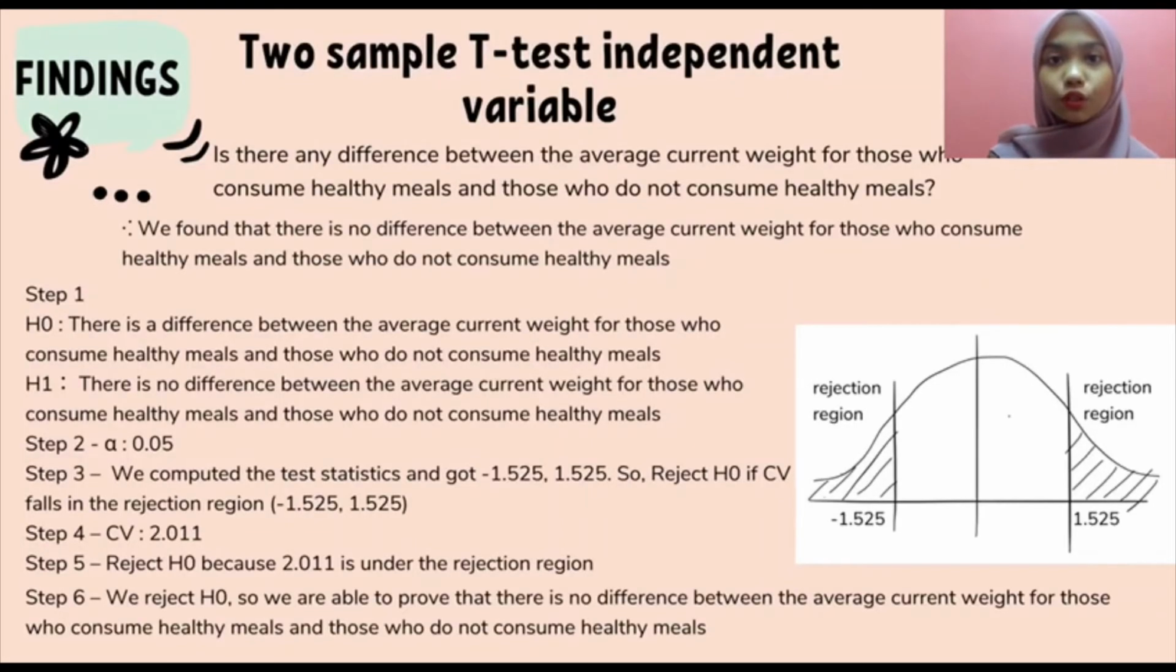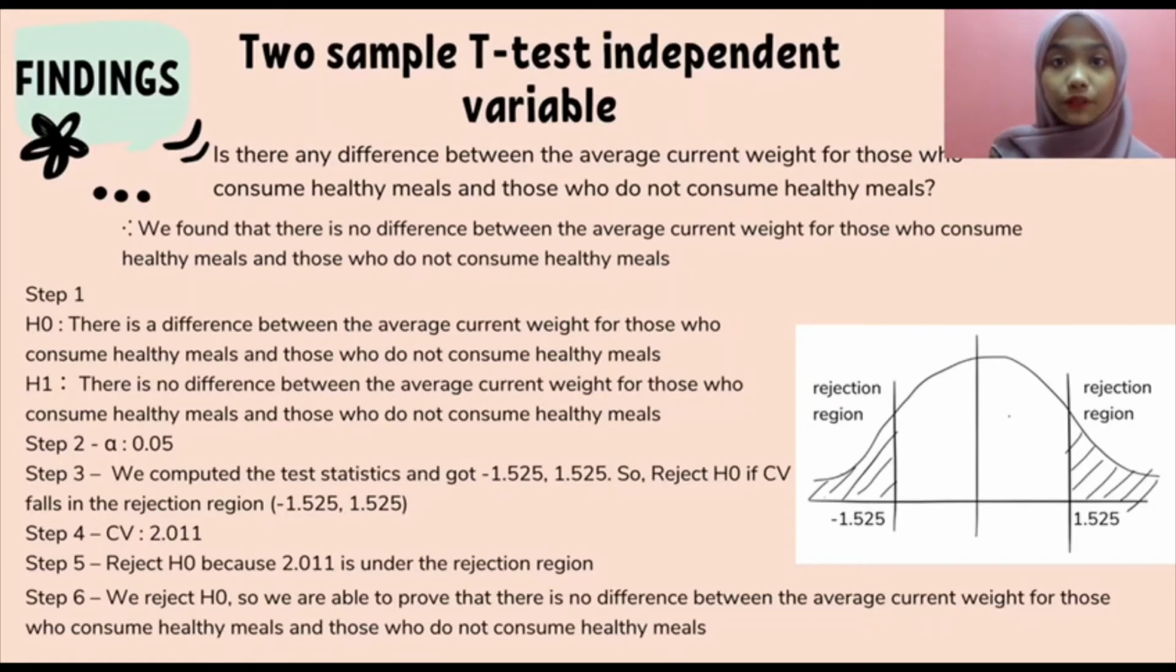Next, we use a two-sample independent t-test to find out whether there is any difference between the average current weight of those who consume and do not consume healthy meals. We found that there is no difference between the average current weight for those who consume and do not consume healthy meals. This result was found by using the 6 steps of hypothesis test.